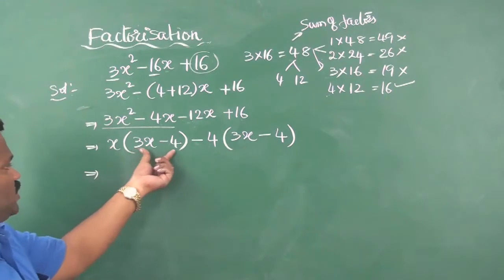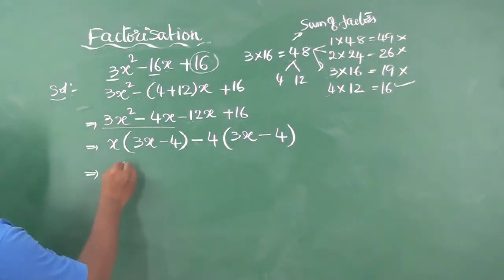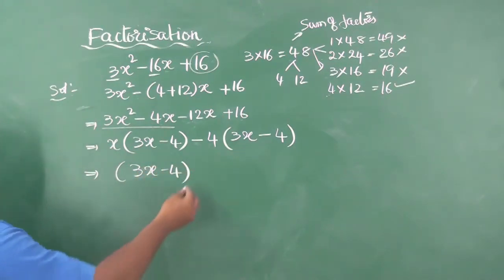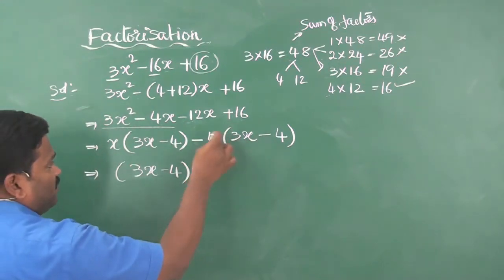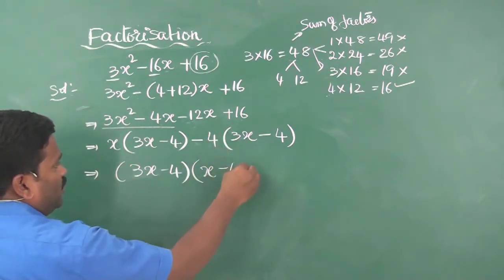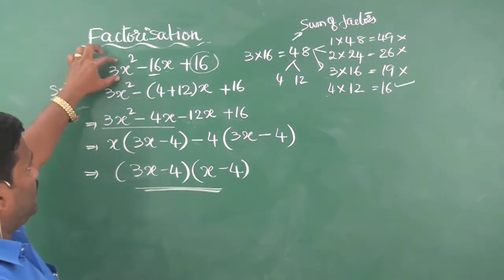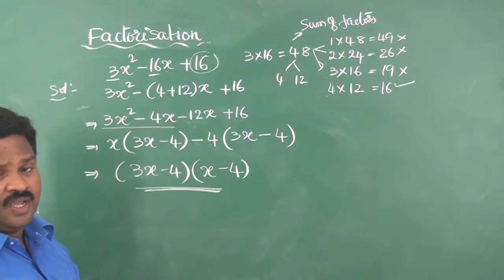Observe, we have 3x minus 4. Take 3x minus 4 common. What is left in the first term? x. What is left in the second term? Minus 4. Therefore, these two are the factors of 3x square minus 16x plus 16. Is it clear?